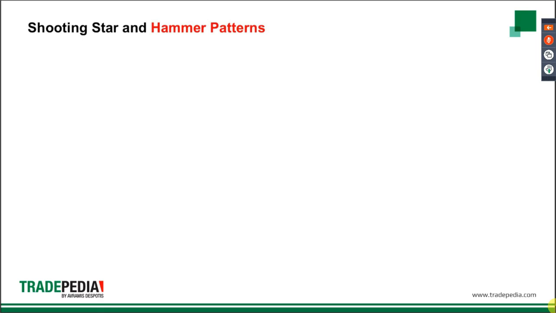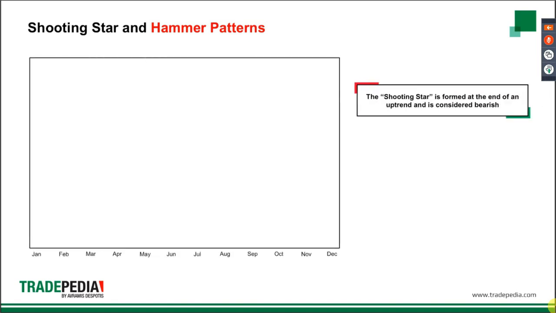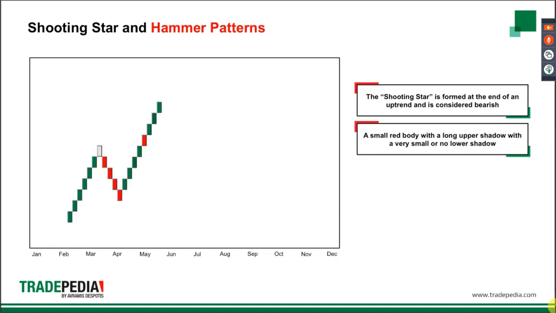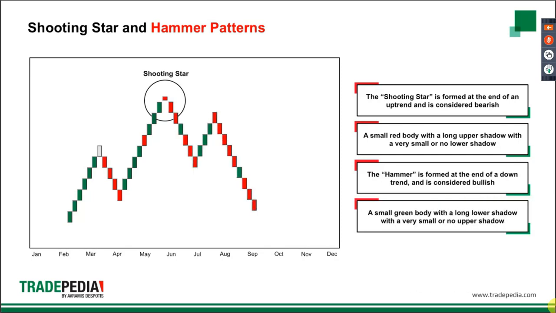And then we have a shooting star. Shooting star is formed at the end of an uptrend and is considered to be bearish. So shooting star and hammer patterns. For example, your shooting star here has a small red body with a long upper shadow and a very small or no lower shadow. And the hammer is formed at the end of a downtrend and is considered to be bullish. It has a small green body, a long lower shadow, and no upper shadow.